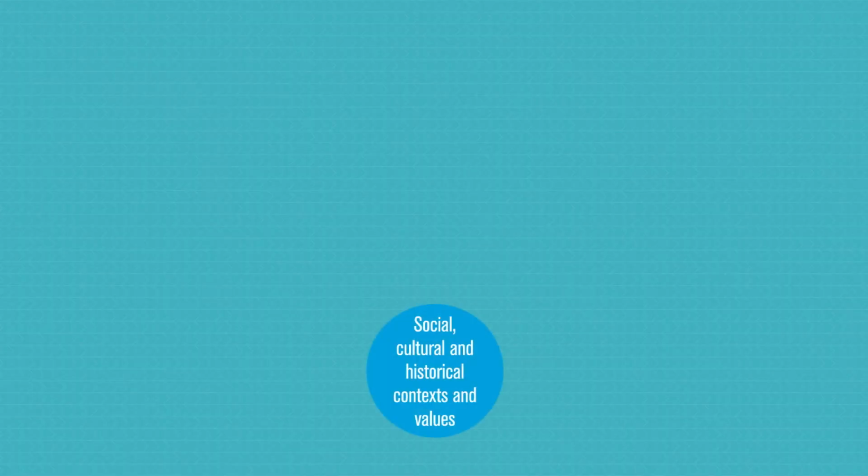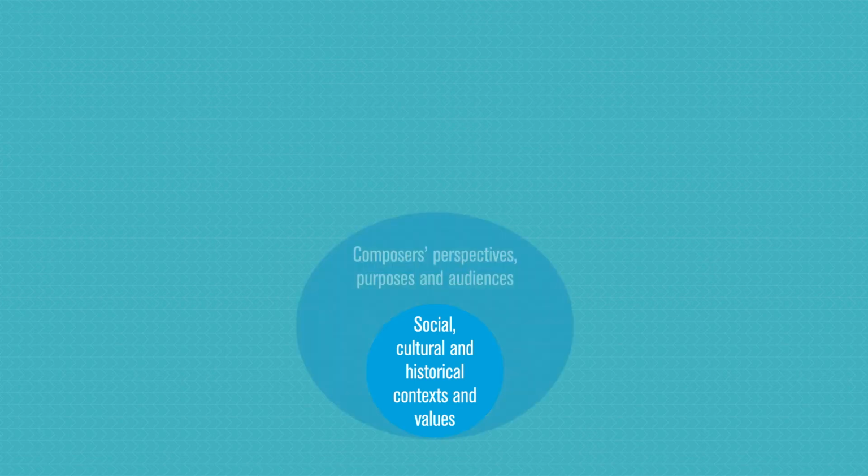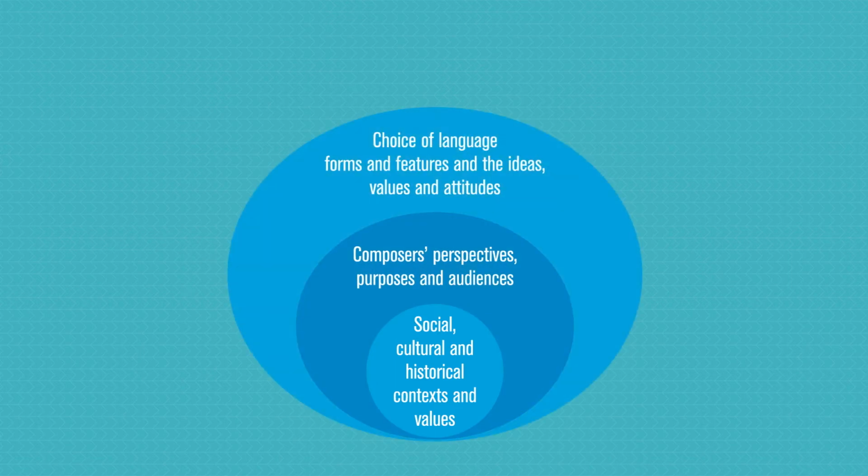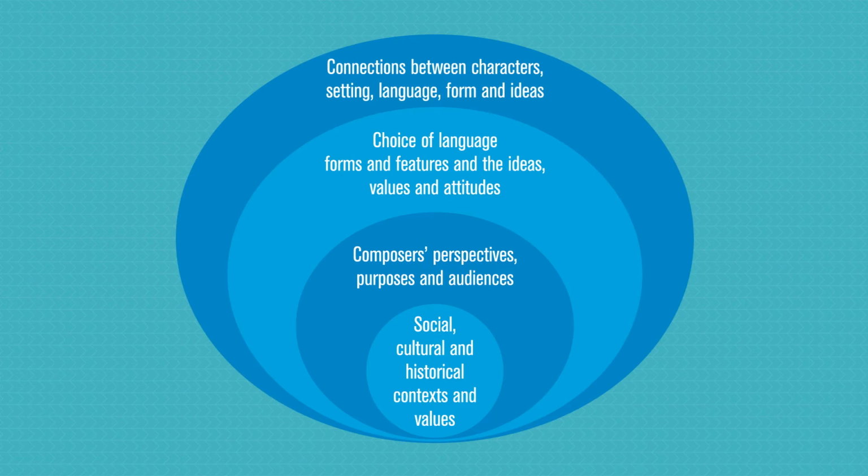At the heart and centre of it is social, cultural and historical context and values. Once you've got that core, the zeitgeist, you then move out to the composer's perspectives, purpose and audience. That then informs their choice of language forms and features, the ideas and the values and attitudes. And then you get the connections between character, setting, language, form and ideas of the 2 texts.